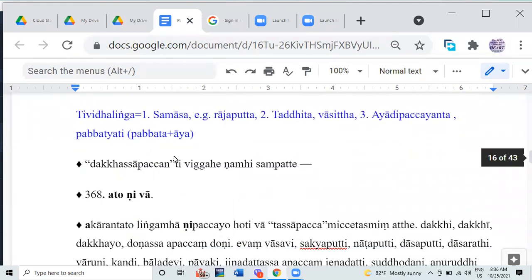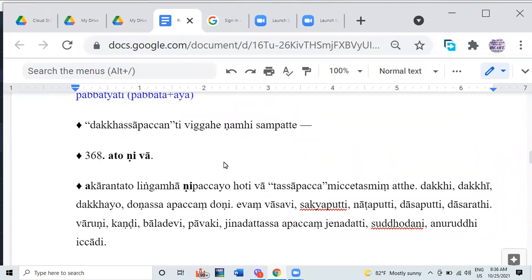This week, Atoniva, etc. So, Takasa Pajandi Vigahi. You see my screen, right? Yes, Sayadaw. Okay. Make sure. Takasa Pajandi Vigahi. Nami Sampati. So, in the Vigaha, in the definition of Dakasa Apajan, Dakasa Apajan definition, Nami Sampati.